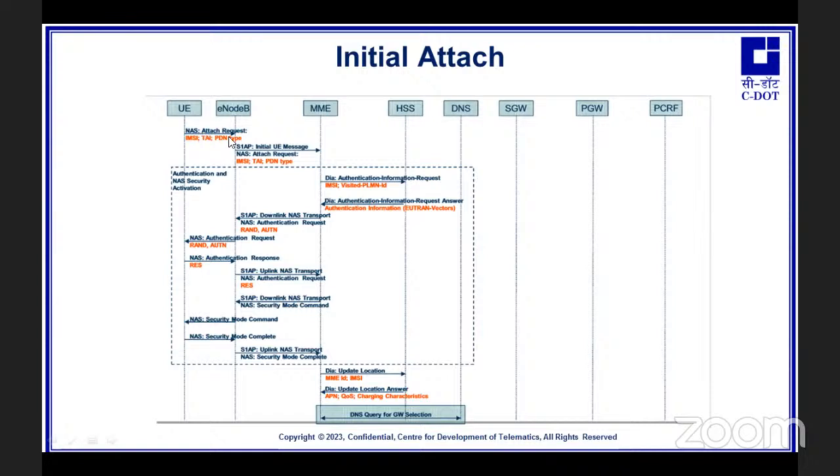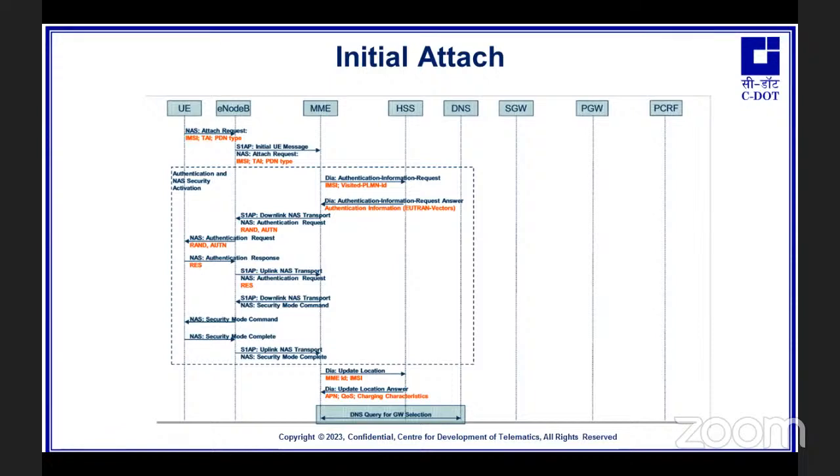PDN type means whether only circuit switch is required or packet switch is required, or it is a combined attach, or it is an EPS attach. What is combined attach and what is EPS attach? Anybody any idea? Combined is both CS and PS together. Yes. So there are two types of attach actually. One is combined attach, one is EPS attach.